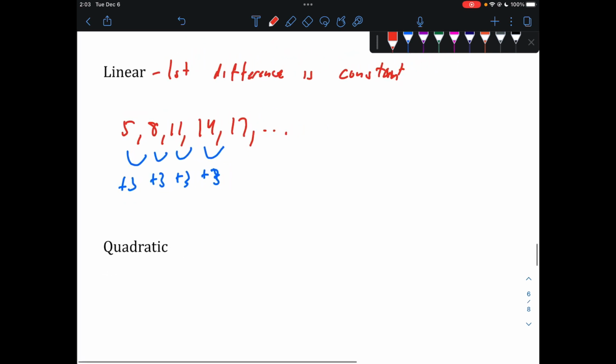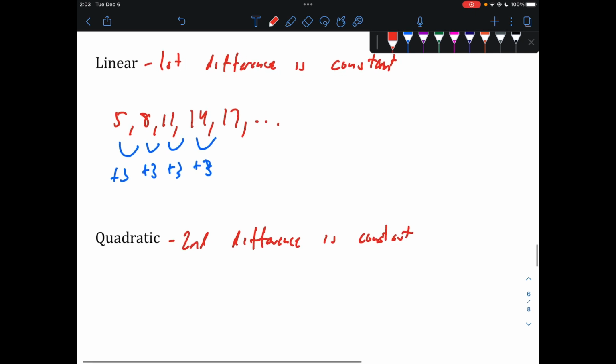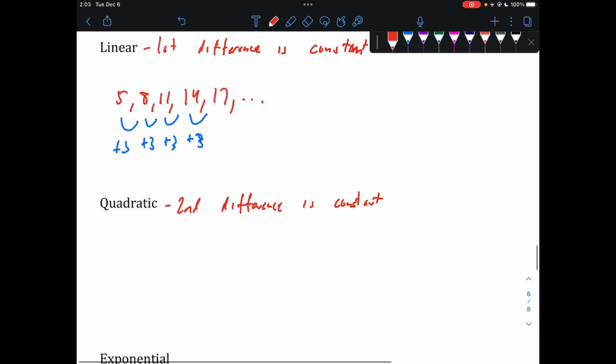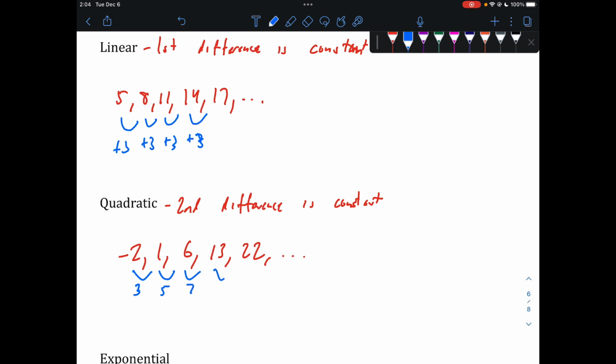A quadratic one, that one, the second difference is constant. What do I mean by that? Let's do an example of this one. So this one would be like -2, 1, 6, 13, 22. I'm not just coming up with this off the top of my head. I have examples of these ready to go. So second difference means, well, the first difference here is 3, 5, 7, 9. But then the next is 2, 2, 2.